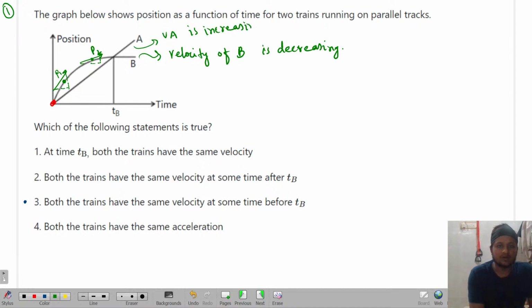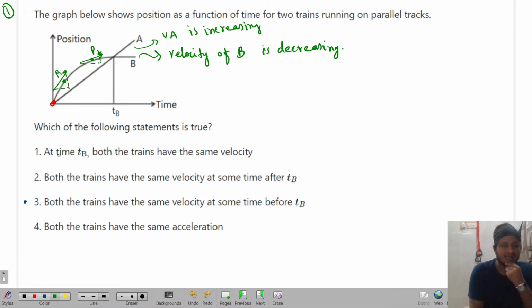But what you observe, the distance traveled by B is going to be more than the distance traveled by A. That means what has happened over here? Previously the velocity of B was much more as compared to the velocity of A. Understood or not? Now, based upon this, you try to see which of the following are possible.